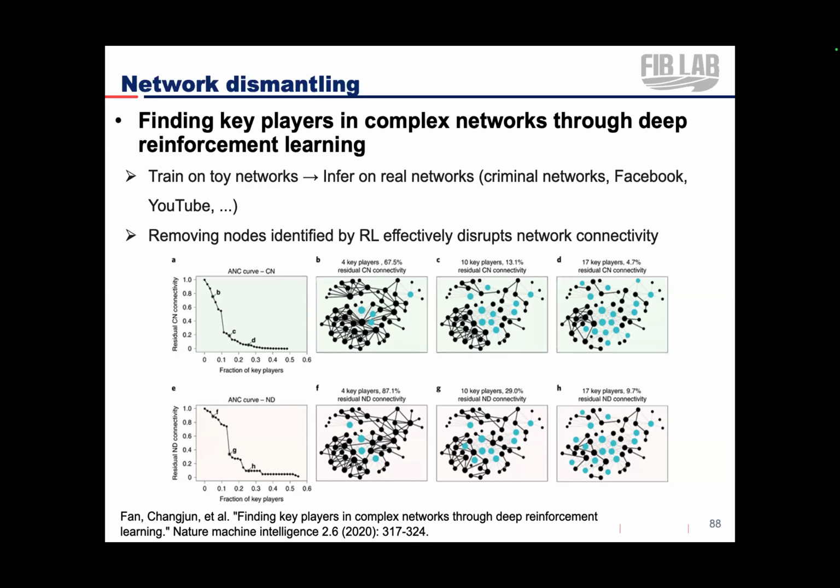And they find that the transferability of their model is fairly good. And so they can remove the nodes identified by RL effectively, which can disrupt the network connectivity.